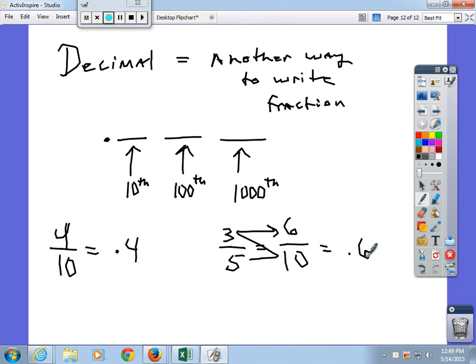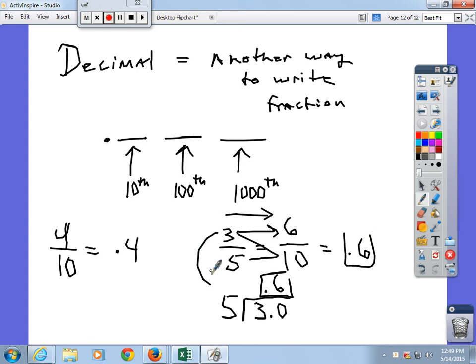Or you can do it the old mathematical way, just divide it. Divide 5 into 3. Well, it won't go into 3, so you add a 0 to it. And how many times will 5 go into 30? 6. It's a miracle. You got the same answer. So you can do it this way, or you can do it this way.